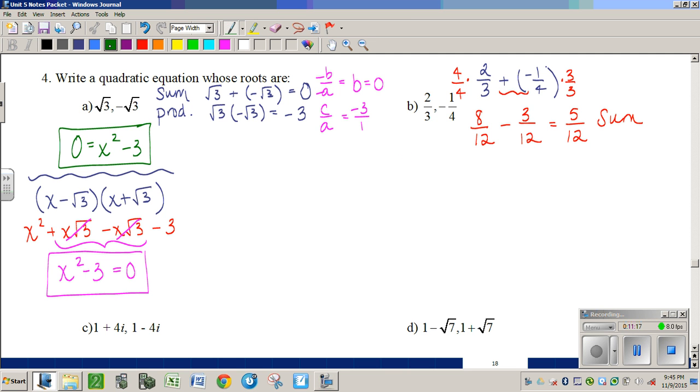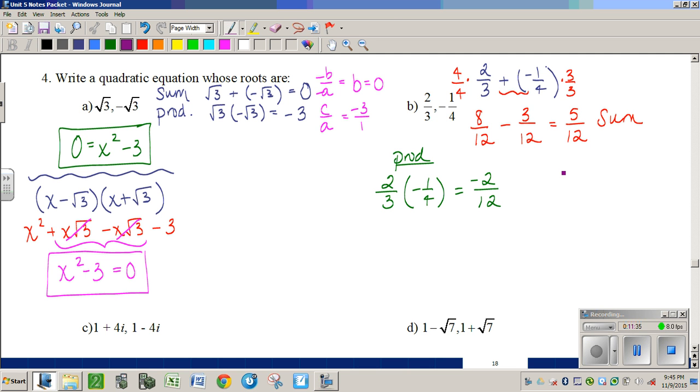and my product. Let's multiply these two together here. So 2/3 times a negative 1/4. So remember, when you multiply fractions, you're going to multiply straight across. So this is going to give me negative 2/12. Oh, this is going to work out nice.